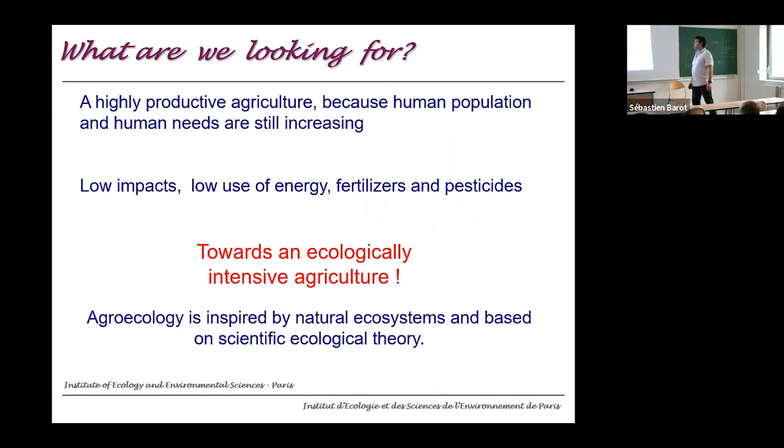So basically the idea of agroecology is to go towards an ecologically intensive agriculture, which is kind of a contradiction within this expression, but basically that's the idea: to use more ecological mechanisms. To do so we can try to get some inspiration from natural ecosystems, because natural ecosystems, by definition, are sustainable. So if you understand well how a natural ecosystem works, you might be able to design more sustainable agricultural practices.